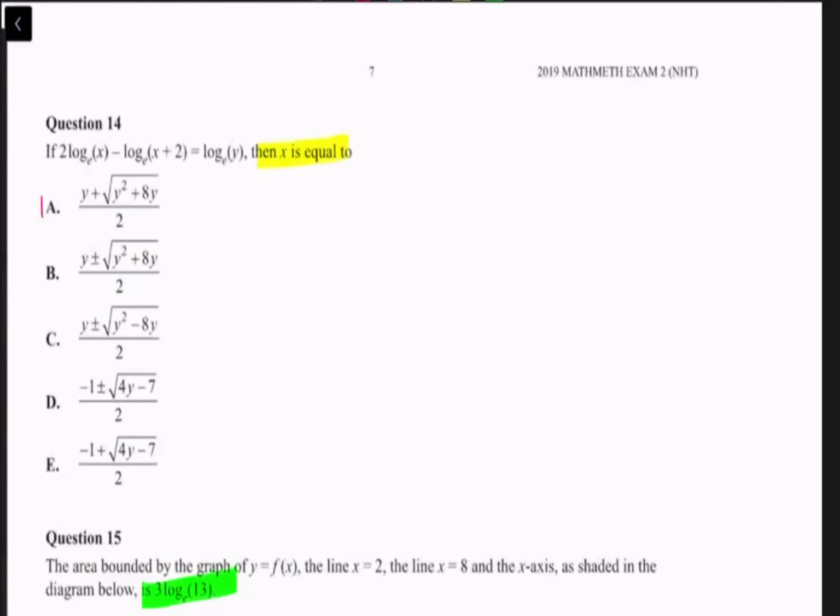So question 14. If we want x in terms of y, we have to rearrange everything. So we can absorb the 2 into here. And then since it's going to be x minus of the other log, you can divide. 2 equals y. And then since they're both logs of the same base, you can just equate them to each other. So x squared is yx plus 2.